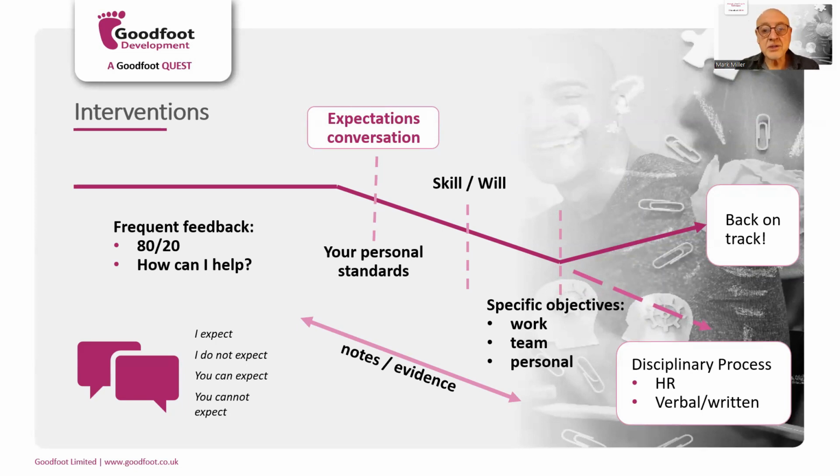If it still doesn't work, you need the skill-will discussion. What box are you in? I think it's a will problem, maybe. If it's a skill problem, you'll recover straight away with training and experience. If it's a will problem, right, I'm going to give you specific objectives for work, team, and personal. I'm going to change the objectives now because performance is not happening. And we hope that it will go back on track. If it doesn't, this is where it's headed. Keep notes and evidence all the way of these conversations, because you want evidence that you have had these conversations, because you're managing their performance and you don't want to hit difficulties later on.